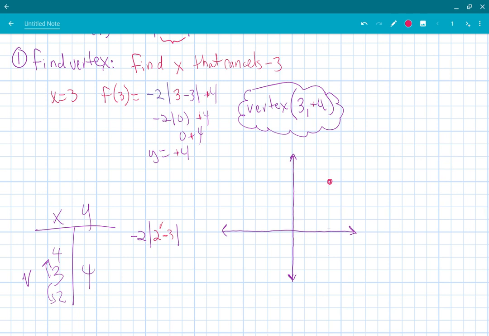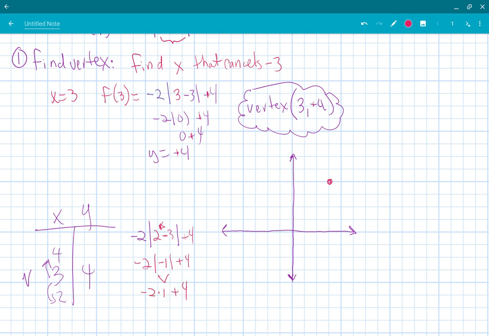So we plugged in 2 here. All right, and there's -2. And what's 2 minus 3? -1. Does that make sense? And is this -1 times -2, or is it negative? Does this become positive right here? Make sense?